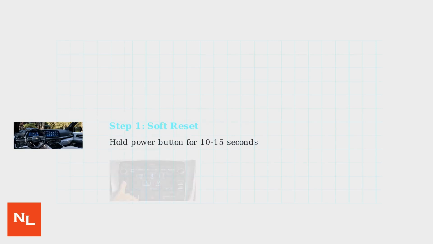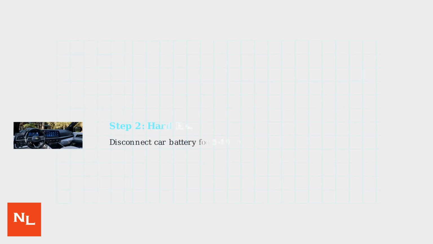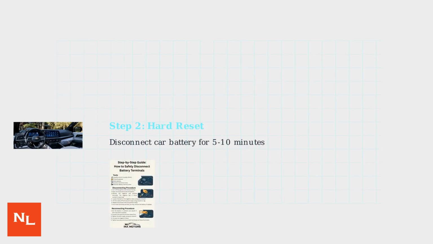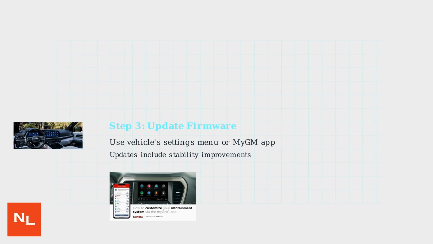Start with a soft reset. Hold the power button for 10 to 15 seconds to clear temporary glitches. If that doesn't work, try a hard reset by disconnecting the car battery for 5 to 10 minutes to reset the system. Always ensure your system is updated to the latest firmware version via the Vehicle Settings menu or My GM app, as updates often include stability improvements and bug fixes.